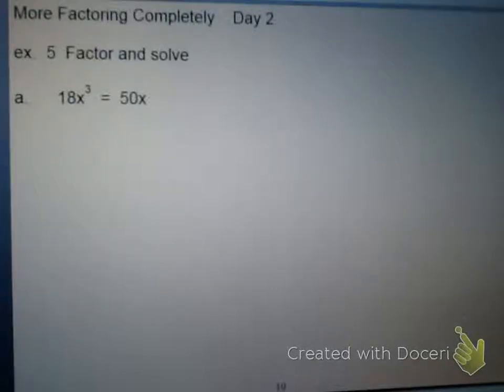This is more factoring completely. Before you can factor and solve, you must get the equation equal to 0, so we're going to have to subtract 50x so we get it on the other side. So it's 18x cubed minus 50x is equal to 0.